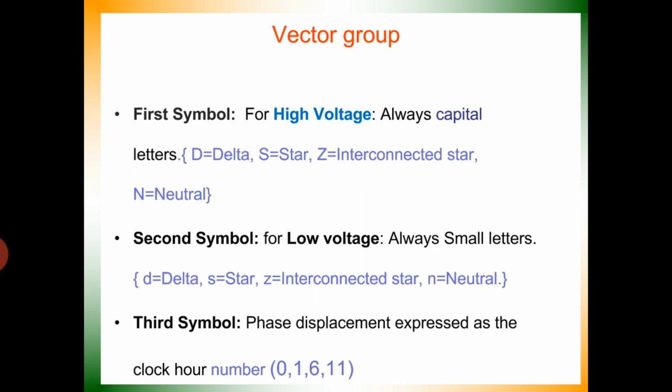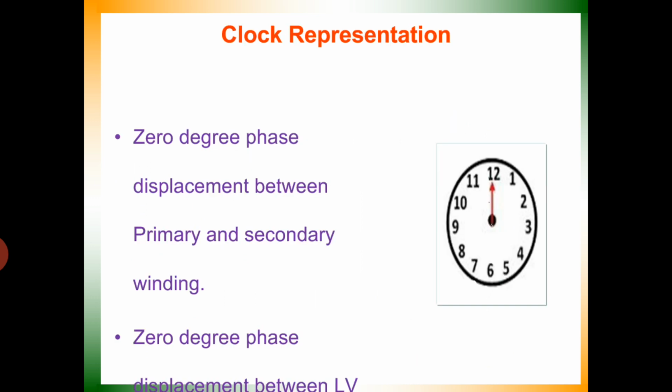So first of all, understand the meaning of numerical values 0, 1, 6 and 11. It can be understood with the help of a clock. For example, in the first case you can see our clock hour shows 12 o'clock, meaning there is no phase displacement between primary and secondary winding, or in other words no phase displacement between LV winding and HV winding. That is called a 0-degree phase displacement.